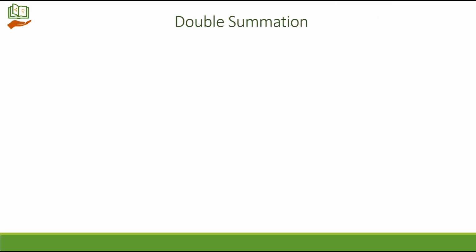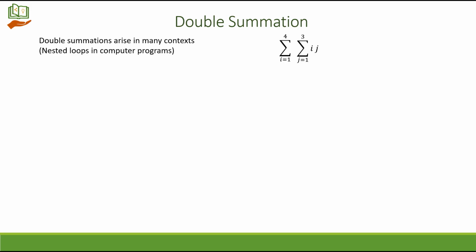Now we'll see the concept of double summation. Double summations arise in many contexts. In a programming context, we can compare this to nested loops, a loop inside a loop. When you have a double summation, this sum should be computed first and this sum should be computed next. To evaluate the double sum, first expand the inner summation that has index j.